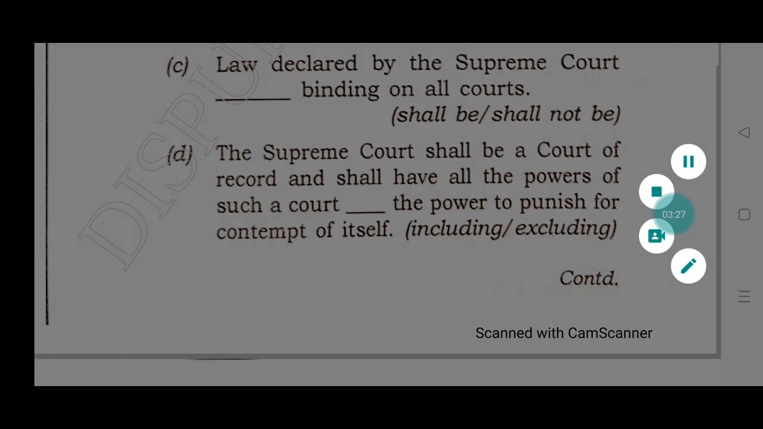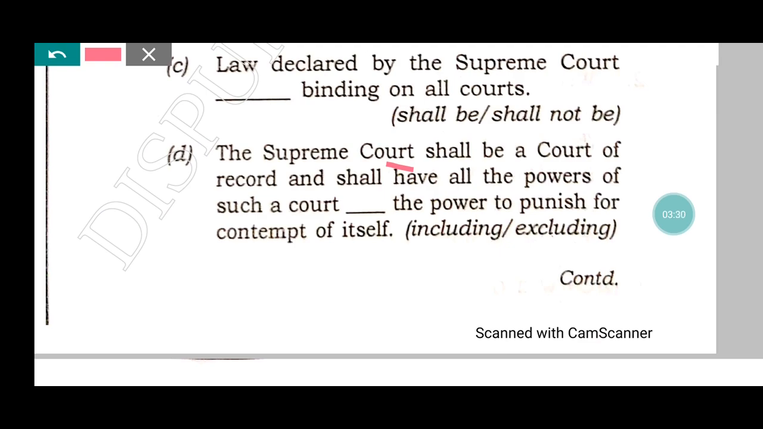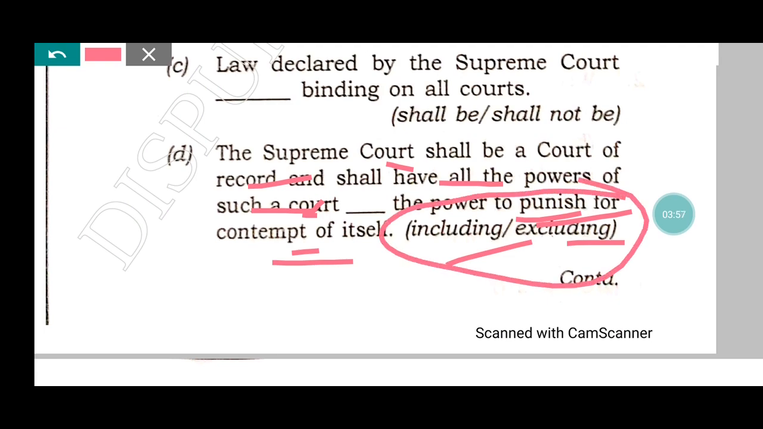Now let's look at the next question. It says the Supreme Court shall be a court of record and shall have all the powers of such a court dash the power to punish for contempt of itself, including or excluding. The Supreme Court is a court of record. It is correct. And it shall have all the powers of such a court, including the power of punishment for contempt of itself. If it is contempted, can it punish or not? Including or excluding? The answer should be including. Okay, so it can punish for the contempt of itself. The answer was including.